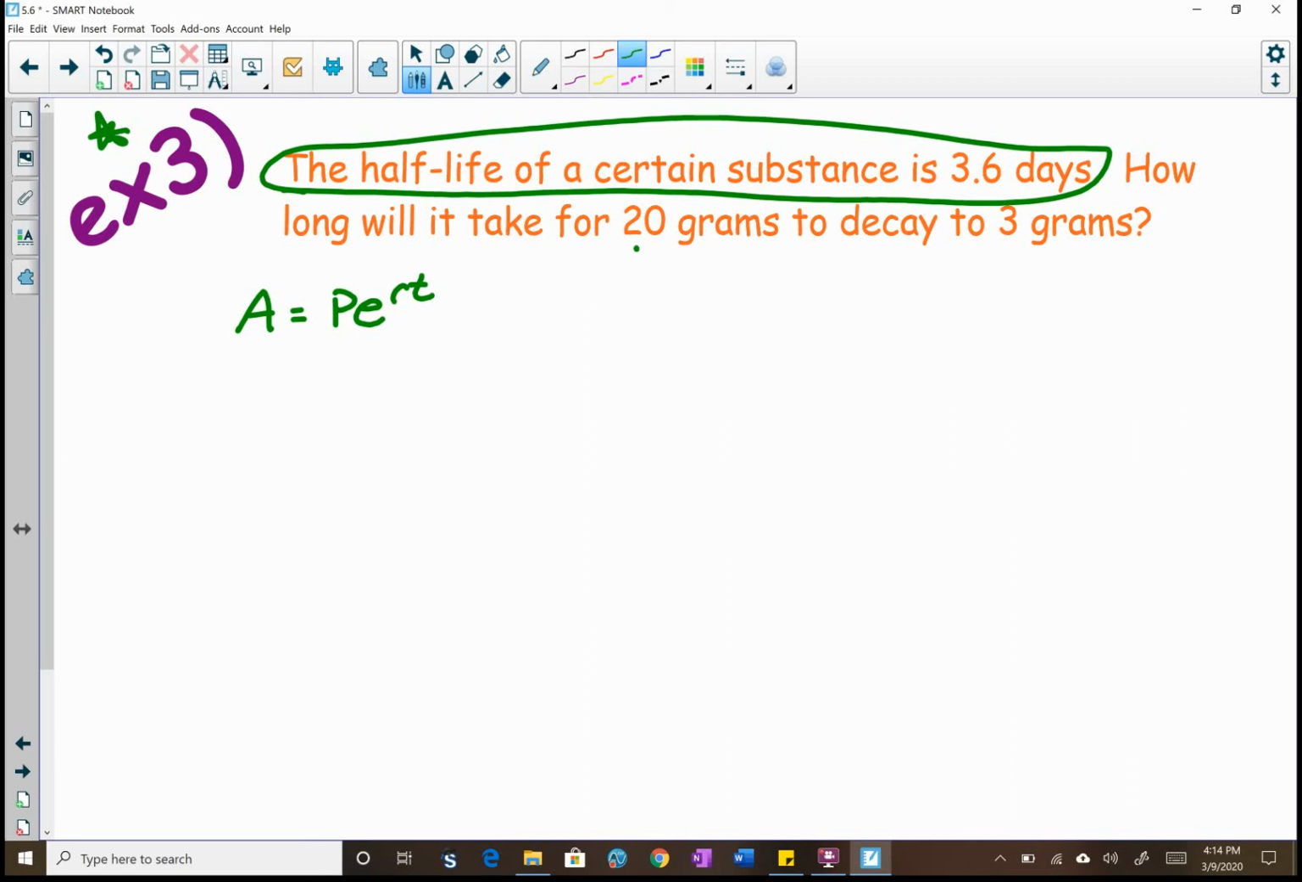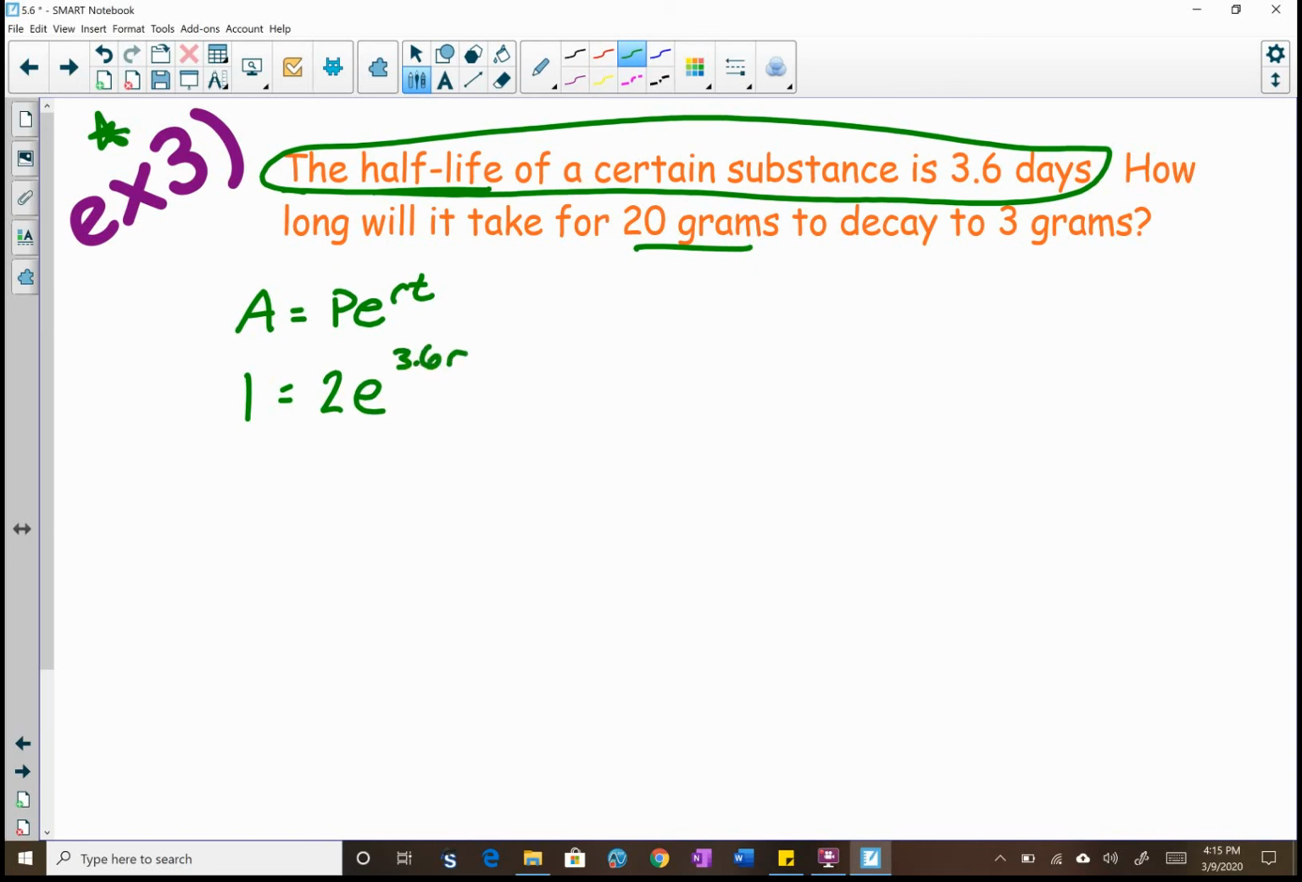Now, I could read on and use the 20 grams, but I'm not going to, because you may not be given that in other problems. What I'm going to do is pick anything I want. The easiest thing to pick is 2. And then half-life means half of that, which is 1, will be left when I plug in 3.6 for t.